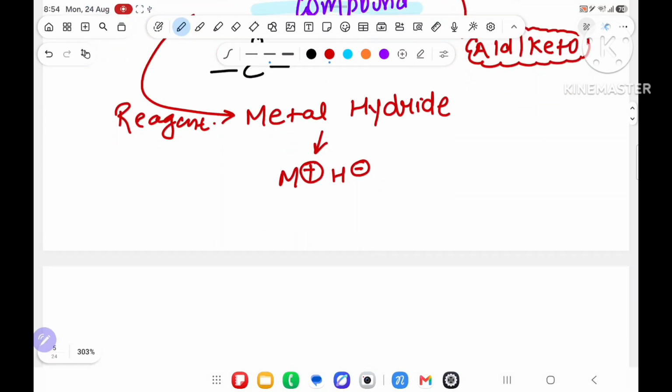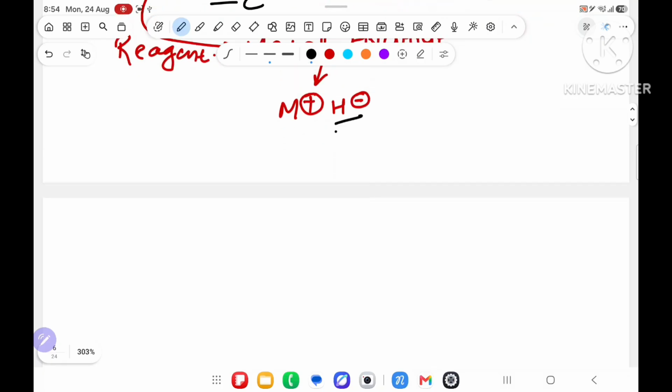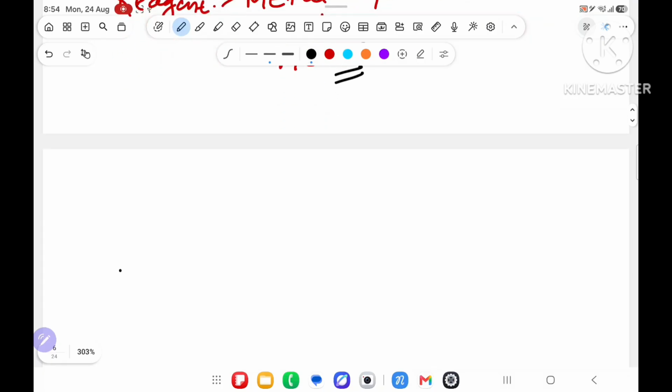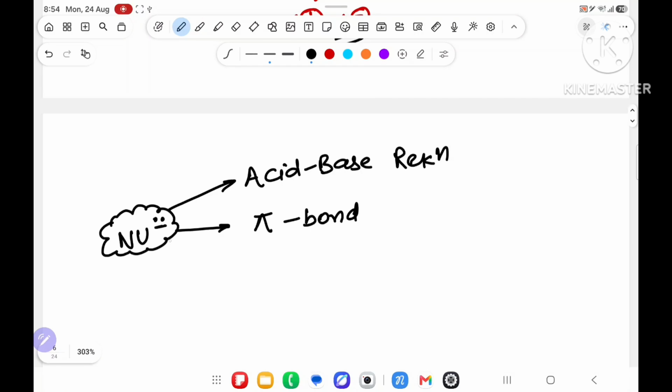Before starting this topic, you have to understand that we have H minus, and any minus is known as a nucleophile. If we have any nucleophile, that nucleophile first wants to do acid-base reaction. After that, if acid-base reaction is not possible, then it will do pi bond reaction. If pi bond reaction is also not possible, then it will do sigma bond reaction.